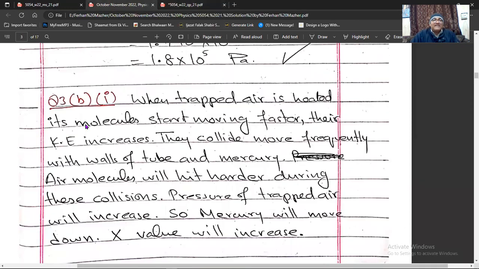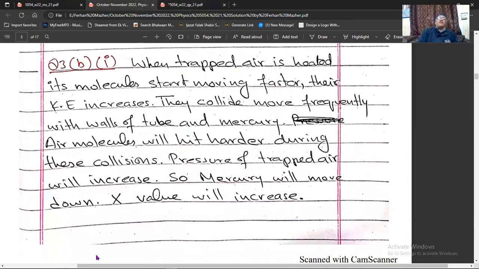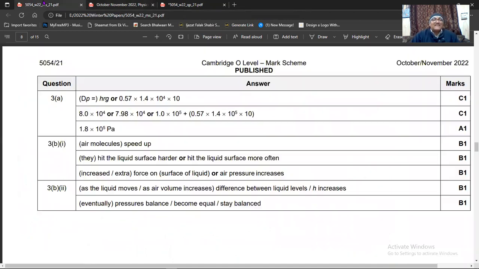These are my reasons. So when the trapped air is heated, its molecules start moving faster. Their kinetic energy increases. They collide more frequently with the walls of the tube and the mercury. I said mercury, they have not used the word mercury. They are saying only liquid, so you can use the word liquid. Air molecules will hit harder during these collisions. The pressure of the trapped air will increase. So the mercury will move down. The x value will increase. So this is my answer.